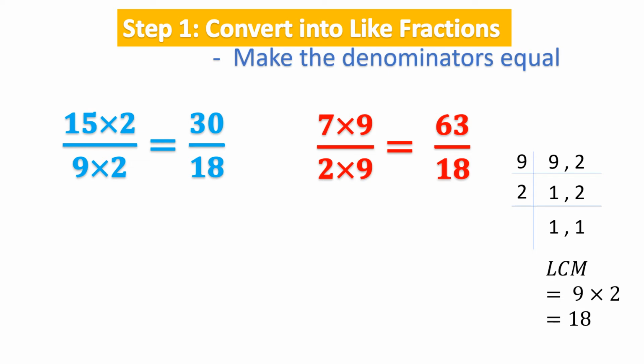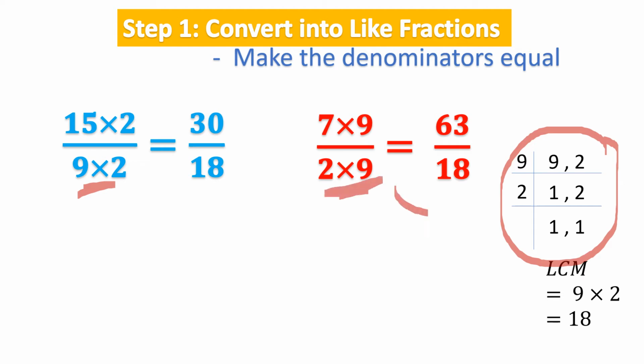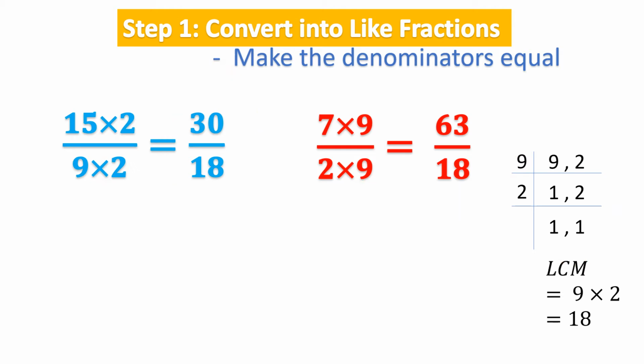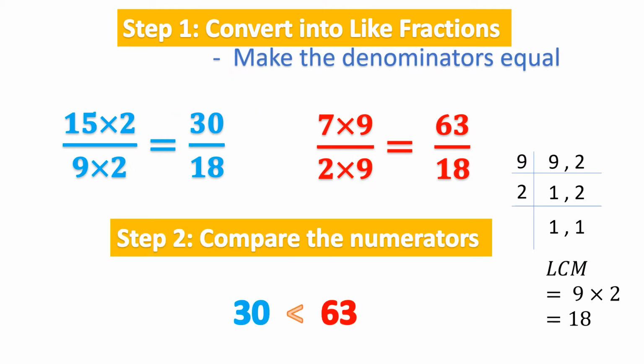Now, what was the first step? The first step was to take the LCM and to convert the denominator into the LCM. Why did we do this? So that both the denominators will be equal and we will get like fractions. Now once we get like fractions, we can do the second step. Now what is the second step? The second step is to compare the numerators.